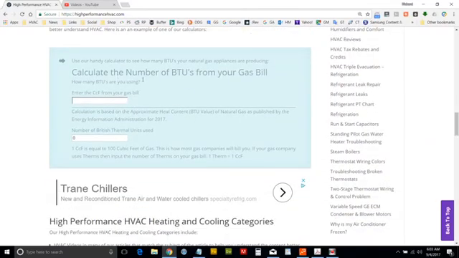These are BTU calculators. We have calculators for various things in HVAC that will help you understand things better, such as calculating the number of BTUs from your gas bill. You can take your gas bill and enter the amount of gas that you purchased on your last gas bill, and it will give you automatically how many BTUs you used.